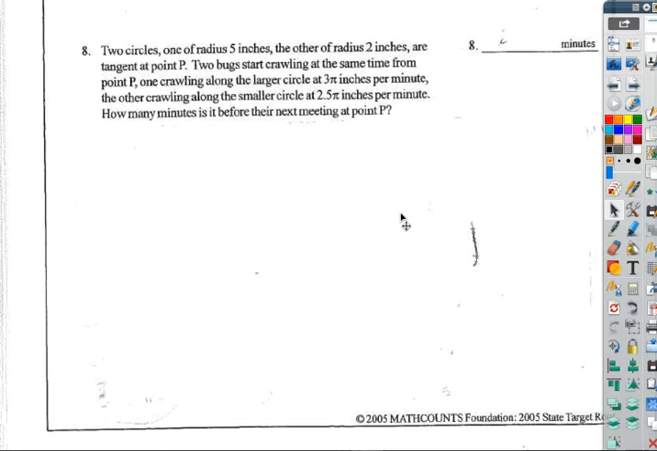Okay. So 2 circles, one of radius 5 and the other of radius 2, are tangent at point P. So we're drawing a point there, and then 2 circles. One circle, and solid circles. And then here's our other circle. So the radius of the circles are 5 inches and 2 inches, again. So I'm just going to label that there really quick.